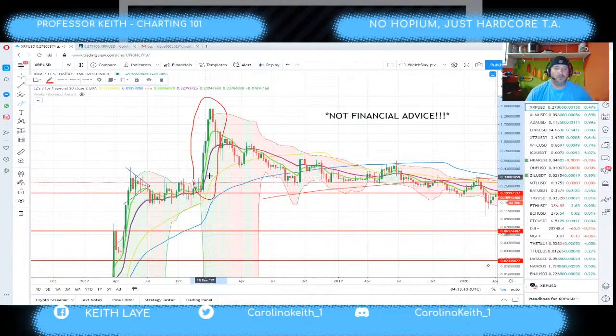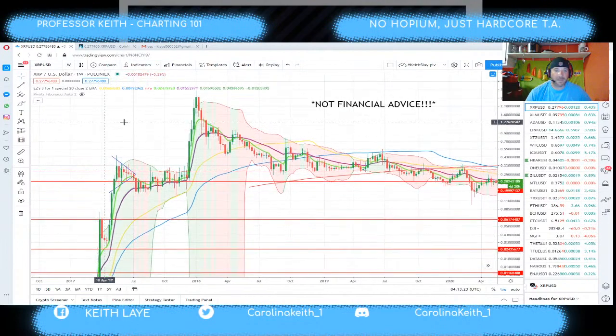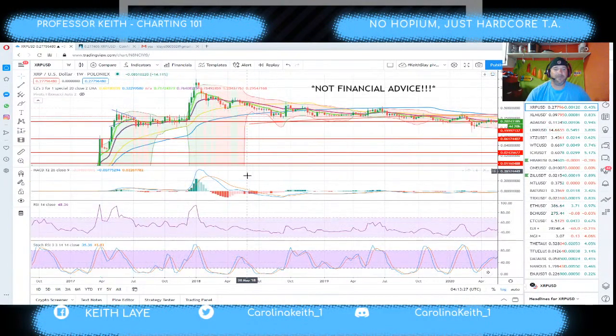Right here, we were over top of the bands, riding the top of the bands, which is great. But the problem is once we got inside the bands and broke and held, we moved sideways until these bands tighten again. When these bands finally tightened, what did the indicators look like?